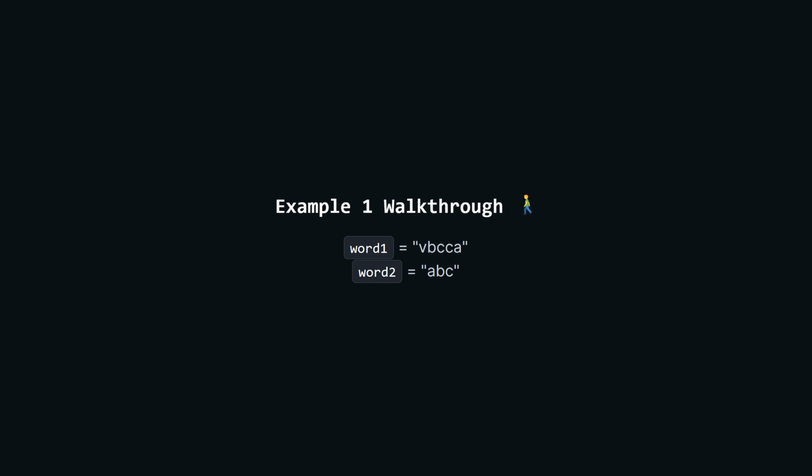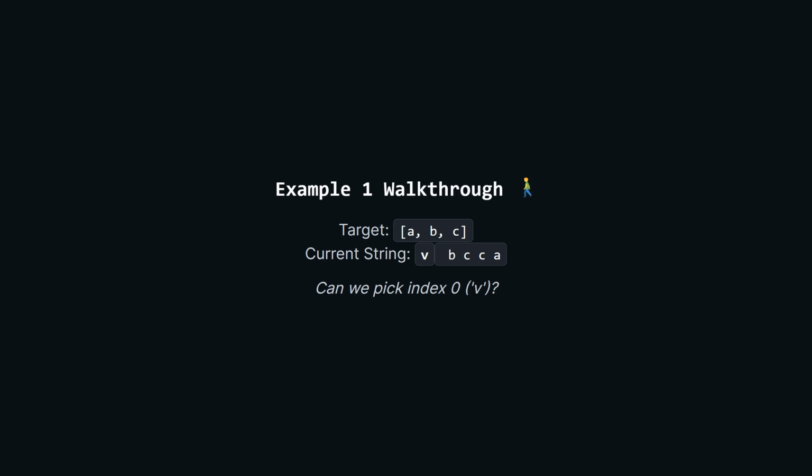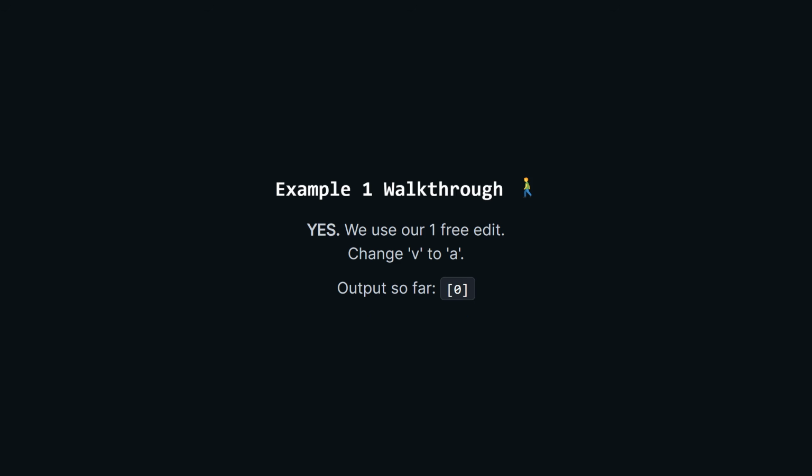Let's trace an example. Word1 is VBCCA. Word2 is ABC. We are trying to find the earliest positions that can spell out ABC with one allowed mistake. We look at the first letter in word1, which is V. Our first target letter is A. They don't match. Can we pick it anyway? Yes, we can. We can use our one free edit to pretend this V is an A. Because we want the smallest indices possible, we should grab index 0 immediately.